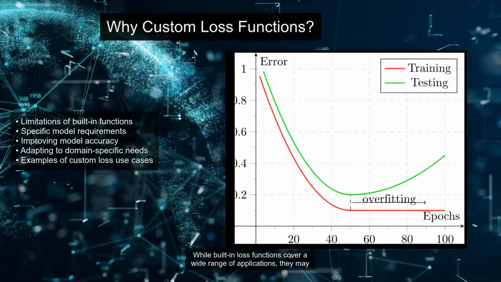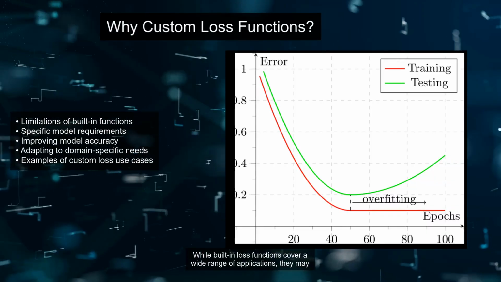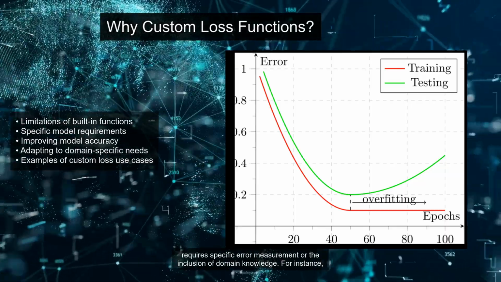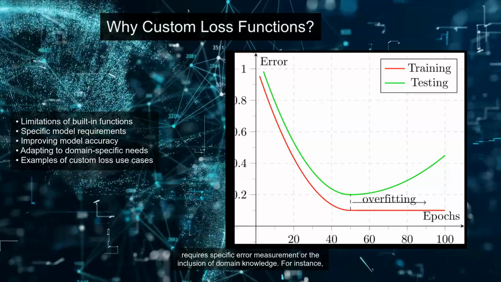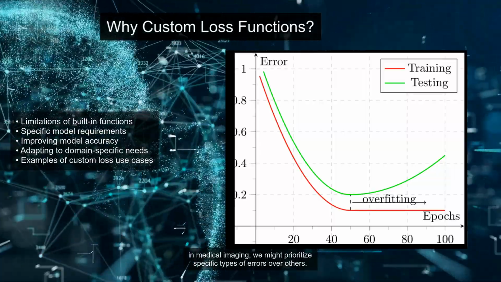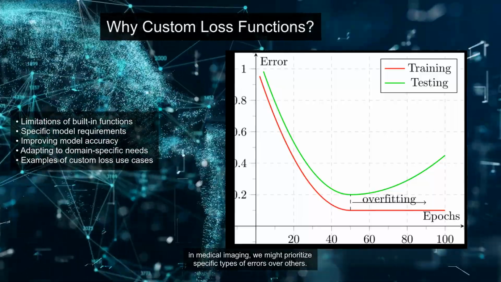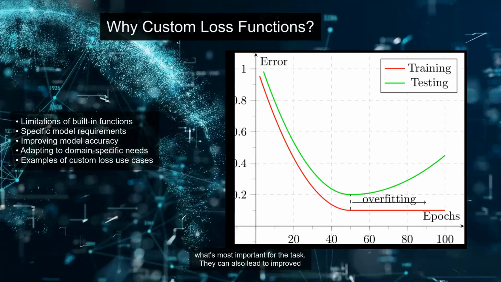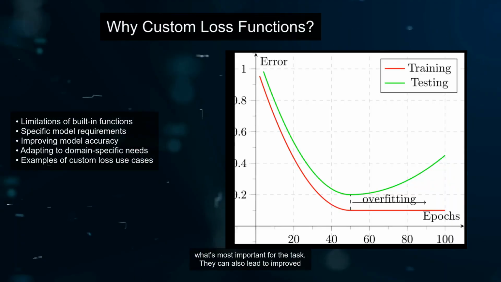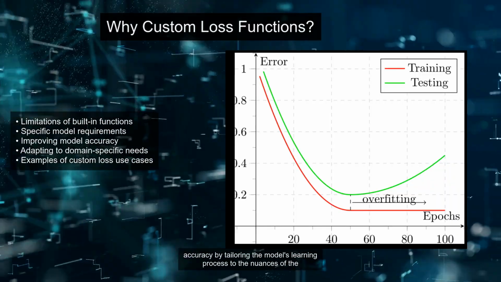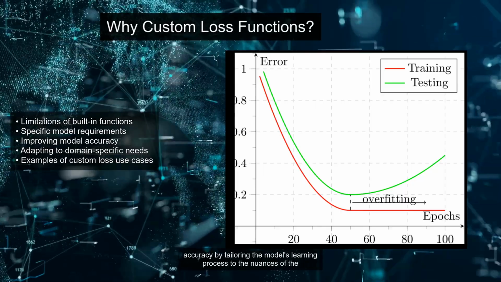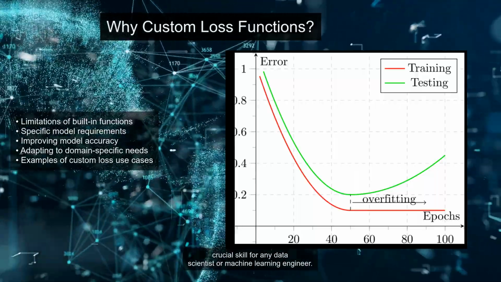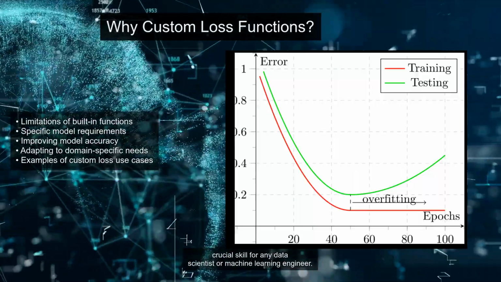While built-in loss functions cover a wide range of applications, they may not fit all scenarios. Custom loss functions are essential when the problem requires specific error measurement or the inclusion of domain knowledge. For instance, in medical imaging, we might prioritize specific types of errors over others. Custom loss functions allow for such flexibility, enabling models to focus on what's most important for the task. They can also lead to improved accuracy by tailoring the model's learning process to the nuances of the data. Understanding when and why to use custom loss functions is a crucial skill for any data scientist or machine learning engineer.